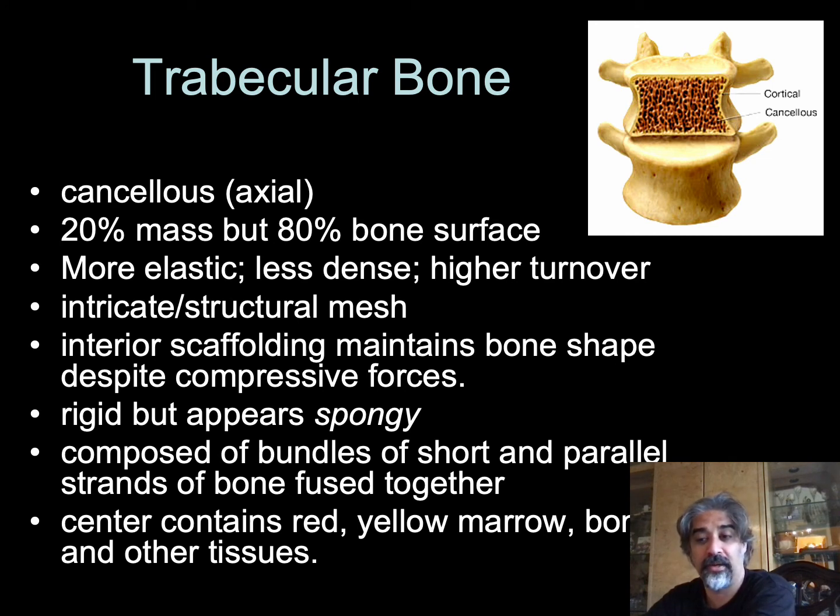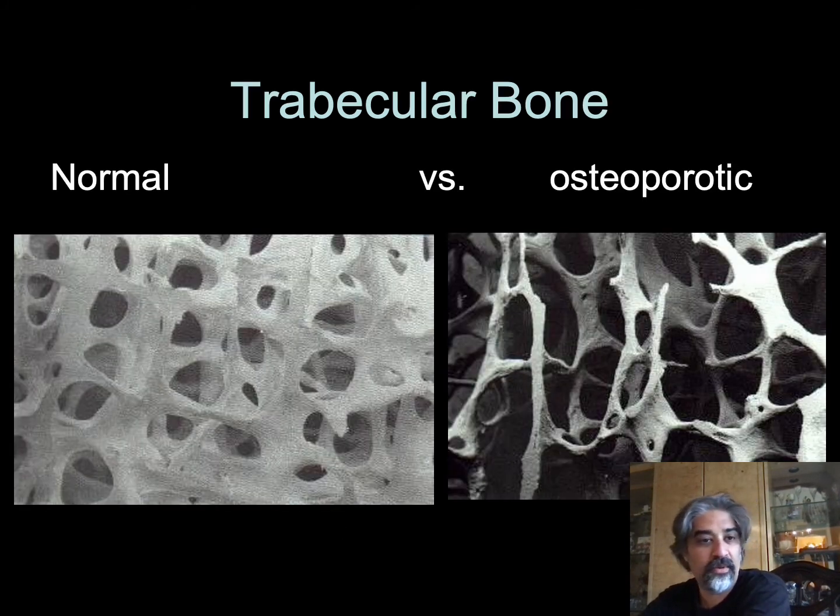It's also, by the way, in the ribs. The interior scaffolding maintains the bone's shape despite compressive forces. It is rigid, but it looks spongy, as you can see here. It's composed of bundles of short and parallel strands of bone fused together. Maybe a little cooler picture would be the next slide. Here we can see normal trabecular bone on the left, and as it gets osteoporotic, you can see on the right in these scanning electron micrographs.